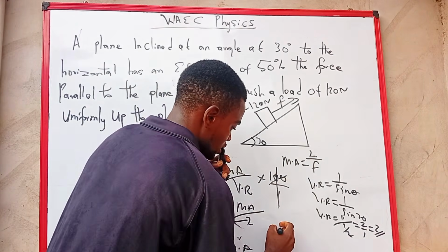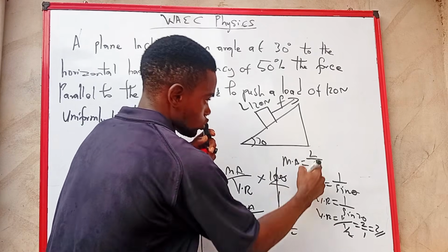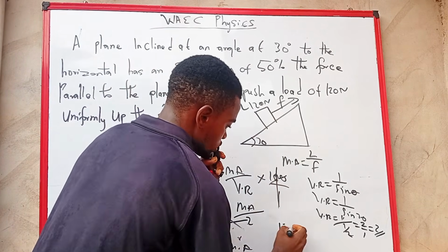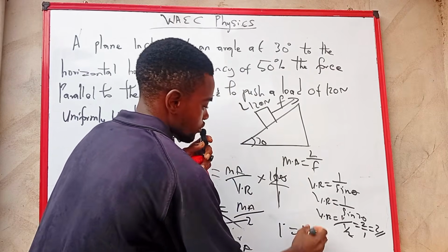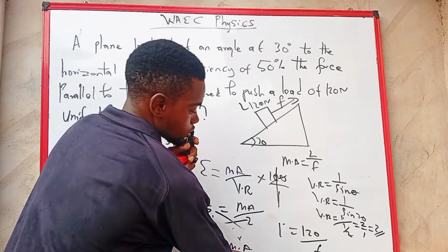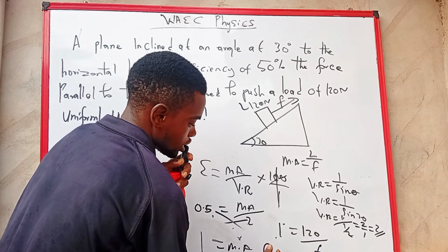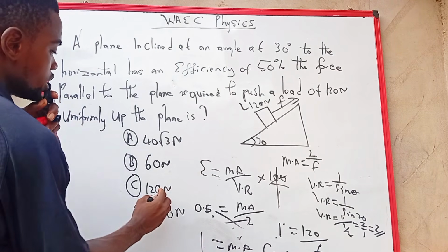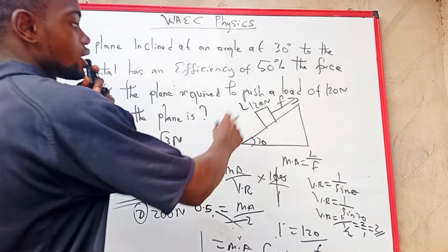Now what is mechanical advantage? Mechanical advantage 1 equals load over effort. So what is the load? The load is 120, all over effort. Effort is unknown. Now cross multiply. Effort multiplied by 1 is effort. Effort is equal to 120. Hope this is understood. This is our effort needed to push up this inclined plane.